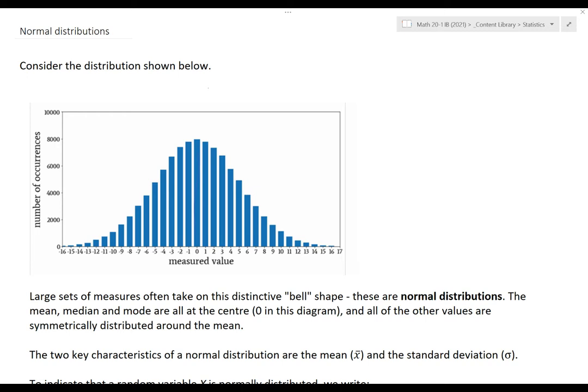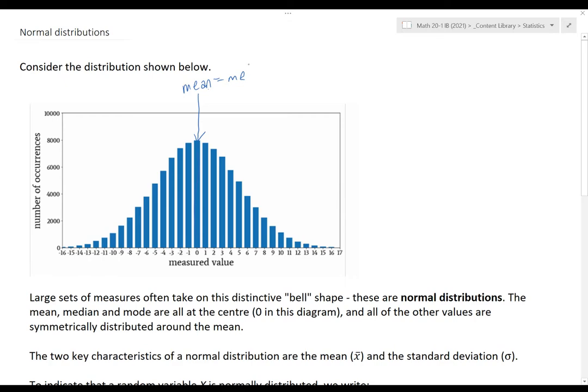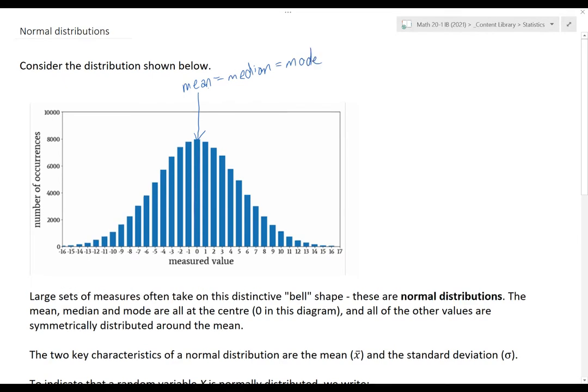In these distributions, the mean, median, and the mode are all in the center, so 0 on this diagram. So that would be the mean, the median, and the mode. They're all equal to each other. So the most common value is found right in the middle, and the mean and the median have the same value as well. Everything else is distributed symmetrically around the mean.